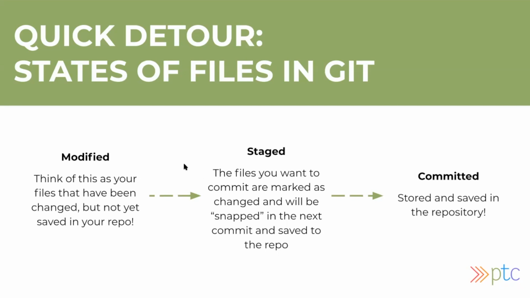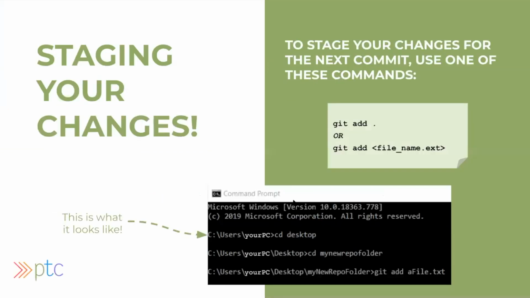With staged, when your file is staged for commit, you have set it up to be saved officially to the repo. When the file is staged, that means it is marked as a change and will be snapshotted in the next commit and saved to the repo. With committed, this is when the file is officially saved and stored to the repo locally.